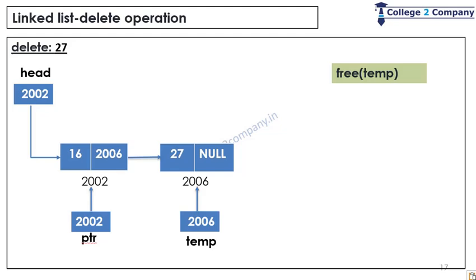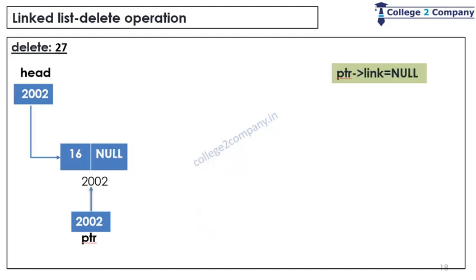We can free the temp by using the free function. It releases the memory which is allocated to that node. In the next step, you can observe the ptr's link is equal to null. We are having only one node in the linked list. We have deleted three different nodes from the linked list. This is how we perform the linked list operations.